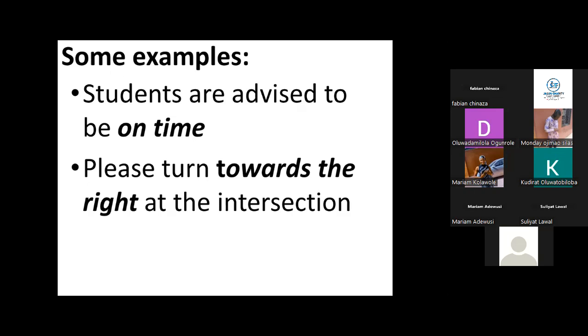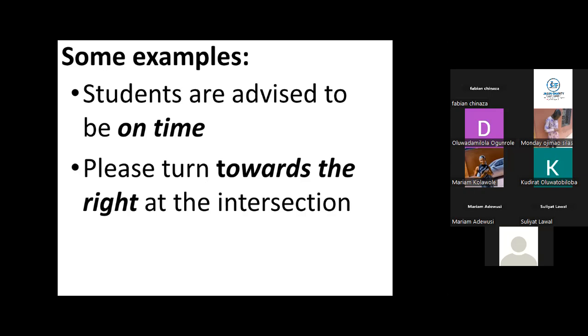The second one says, please turn towards the right at the intersection. Now, basically, we have two there, but I just want to identify one so that we can know that the other can work too. Now, the first one is, please turn towards the right. Now, you realize that towards is a preposition. The right is a noun phrase. So the noun phrase is acting as the object to the preposition. So bringing everything together, we have a prepositional phrase.